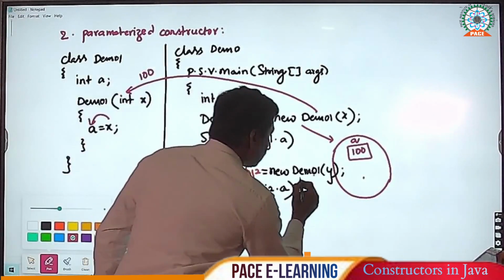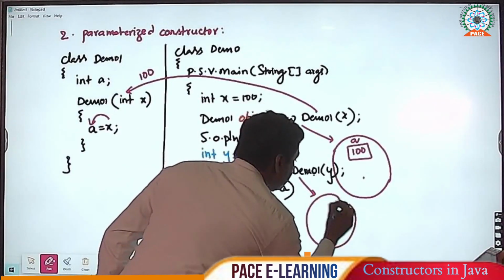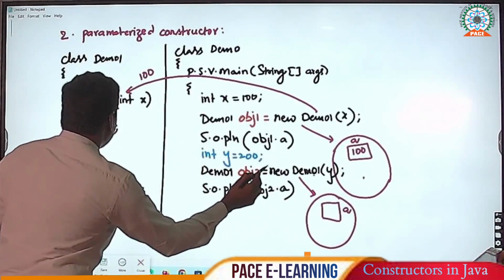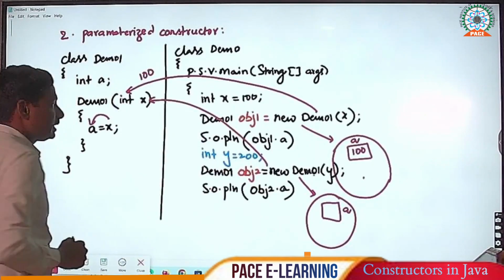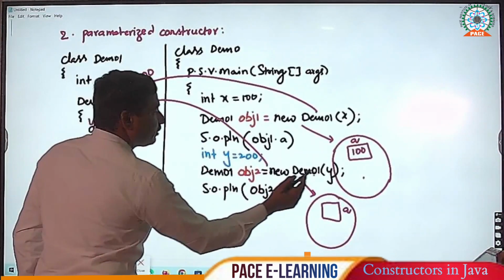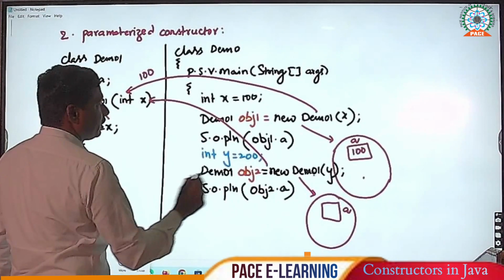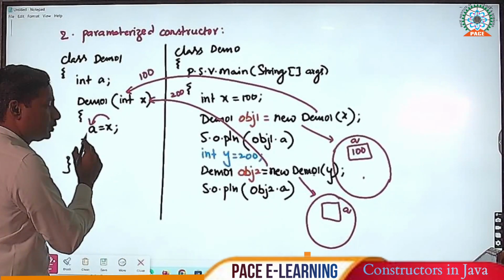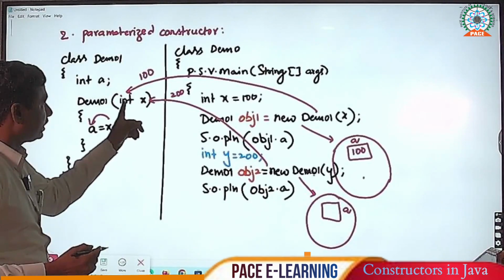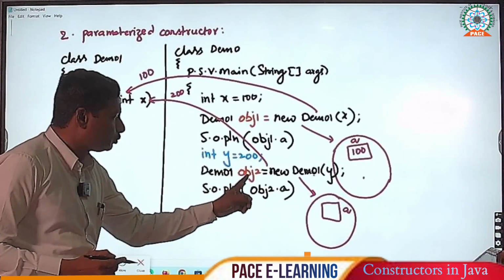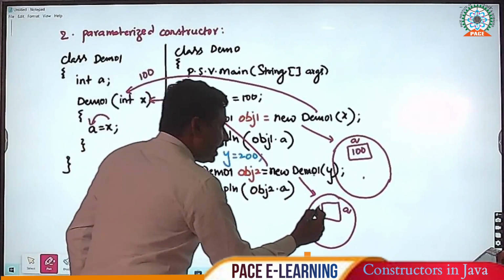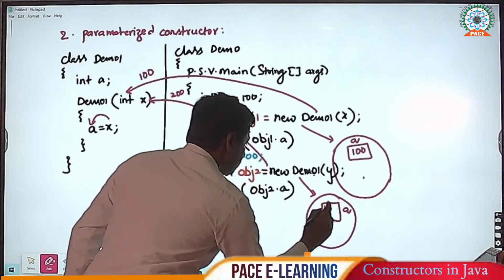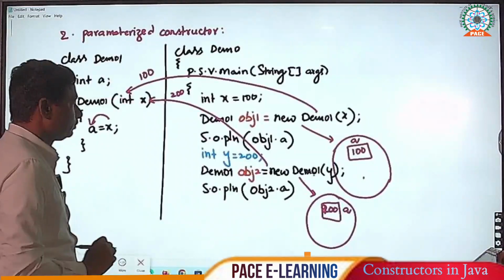Whenever you are creating an object, automatically memory will be created for A, and whenever a constructor is called, we are passing that y as a parameter now. What is the y value? Here y is 200. Now A will be filled with 200. At what time are we calling this? Whenever we are creating object obj2. So the A which is under the concern of obj2 will be stored with 200.